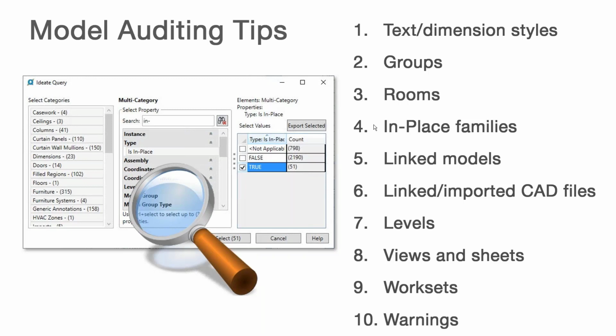For work sets, it's just making sure that we are using the right work sets for the elements, and it's very easy to see that with Ideate Explorer. And then warnings: the tool within Ideate Explorer is much easier to navigate than the built-in warning dialog box within the Revit environment. So with that, I'm going to jump over to Revit.